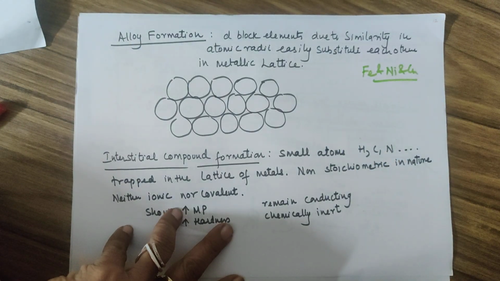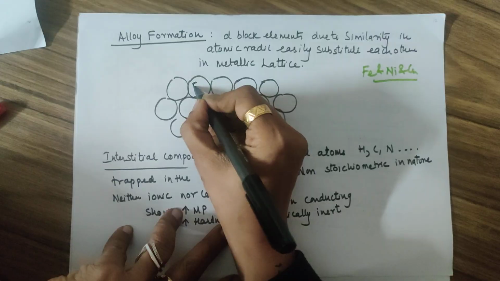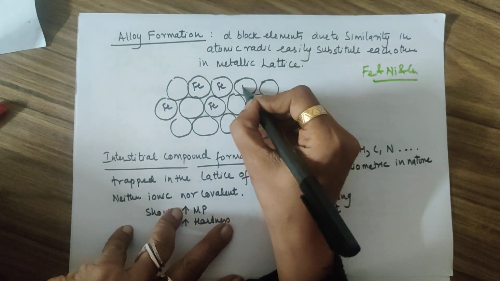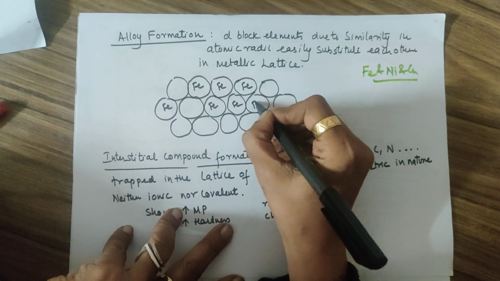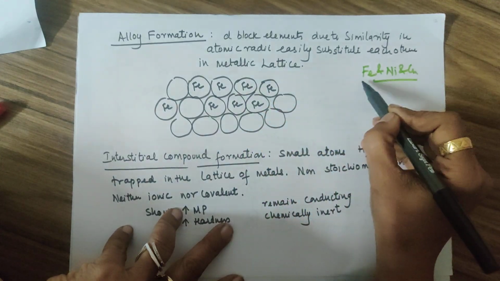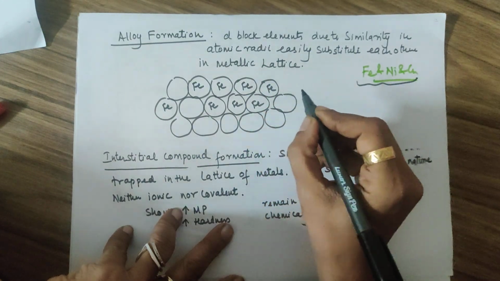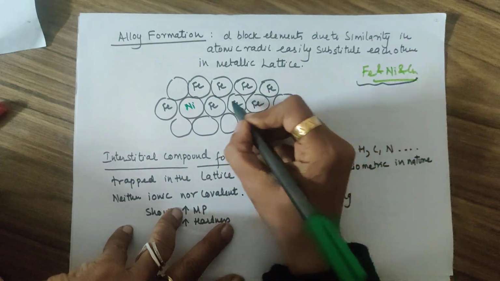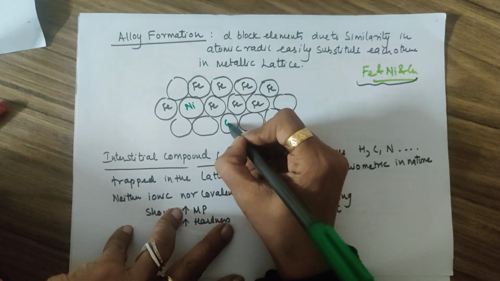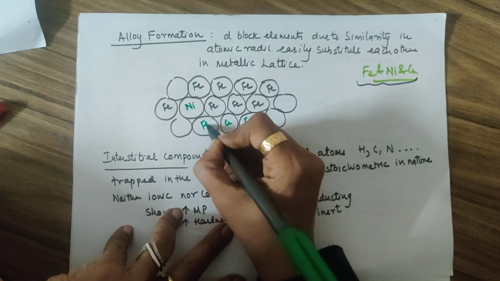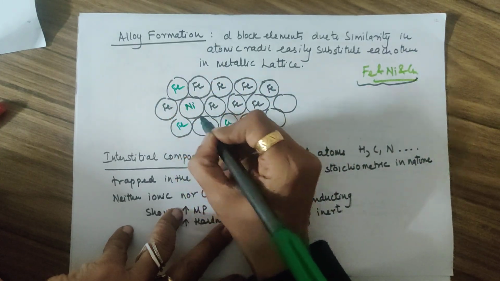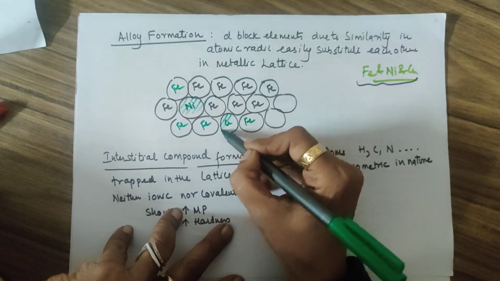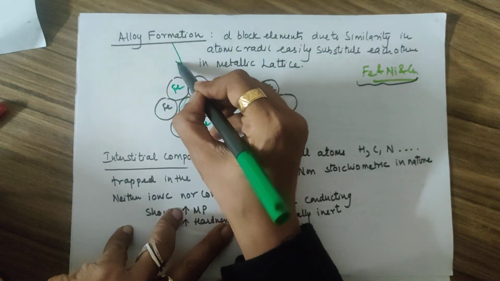Now if that has to happen, and if you have a solid of iron where iron atoms are bound to each other, since the sizes are similar, you can easily replace an iron atom by nickel somewhere here, and you can replace another iron atom by chromium somewhere here, and they can easily replace each other and form a homogeneous mixture. And that is the reason for alloy formation.